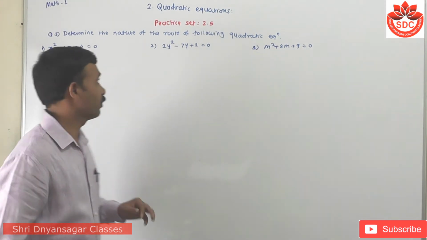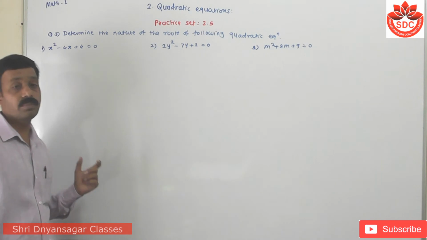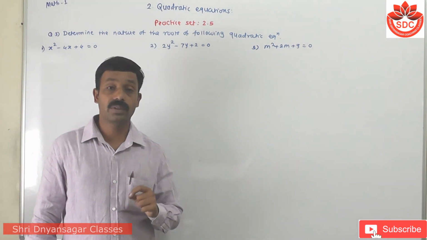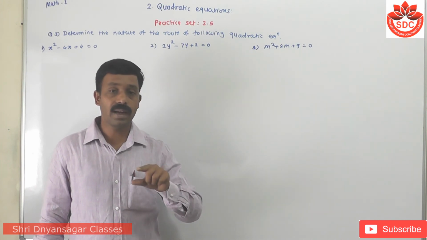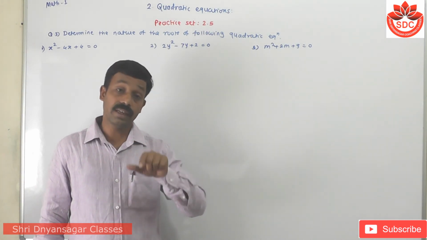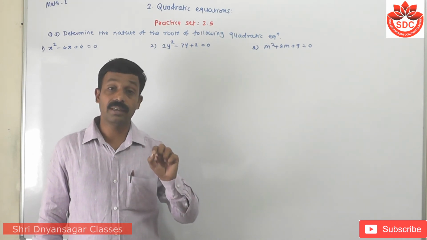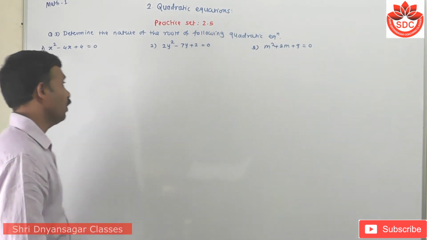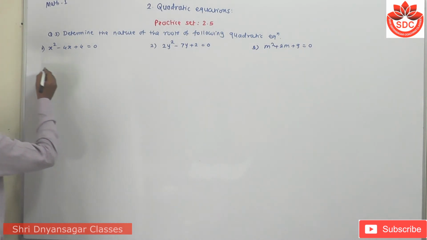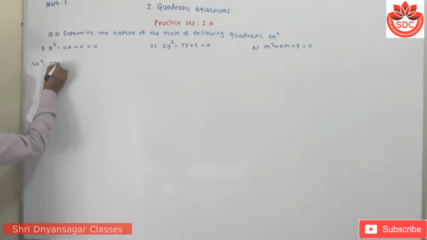Next question number 3: determine the nature of the roots of the following quadratic equations. Nature of the roots you have to determine using the value of discriminant. If delta is equal to 0, then the roots are real and equal. If delta is greater than 0, then the roots are real and unequal. And if delta is less than 0, there are no real roots. Now we use these conditions to solve the equations. Its solution.